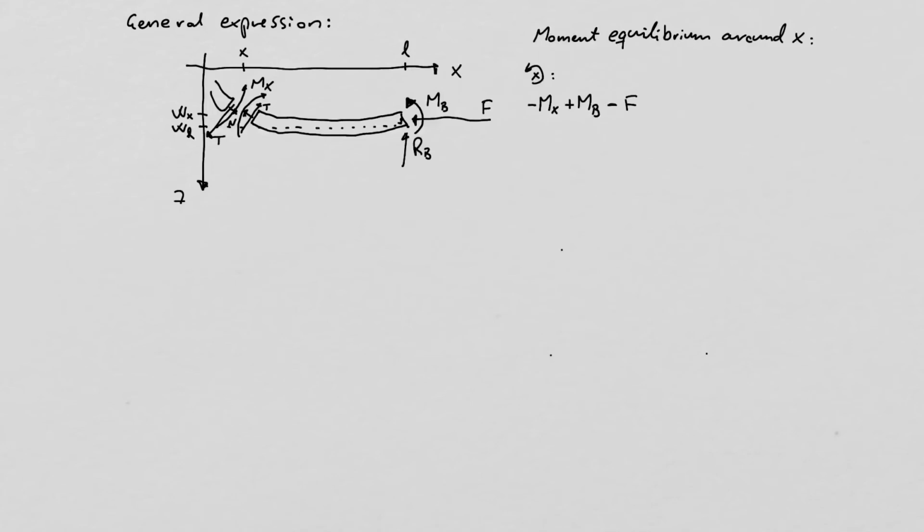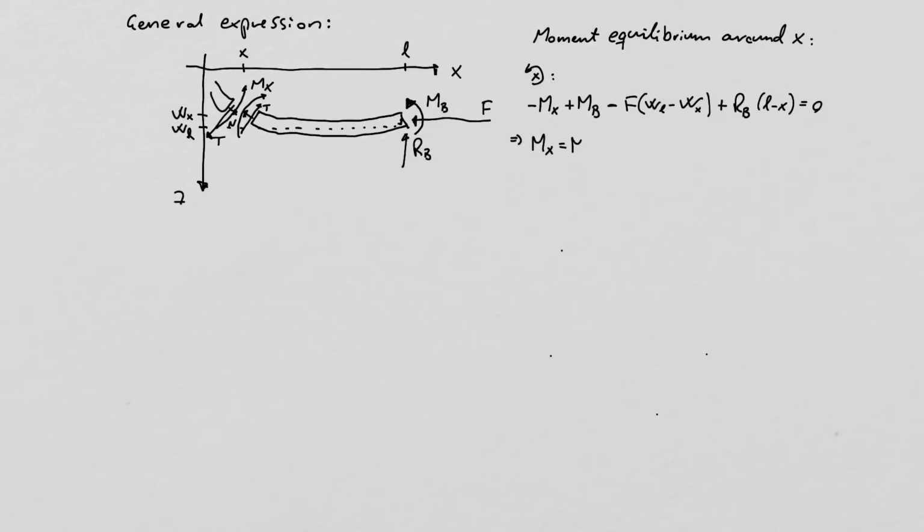So we will have minus F, and then the difference, WL minus WX, or let's just call it WX. Okay, so this is our deflected shape. And then, of course, our RB will also give a moment contribution. So this is a moment contribution, assuming some arbitrary buckle shape.